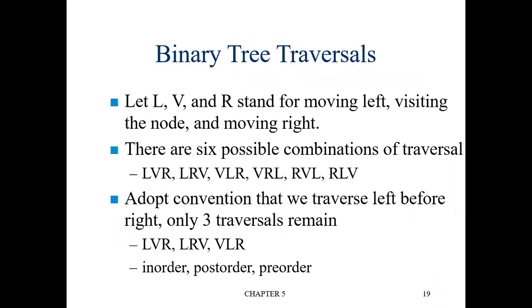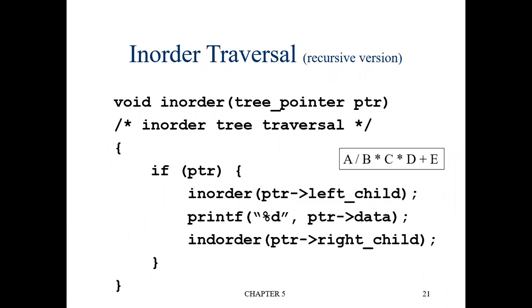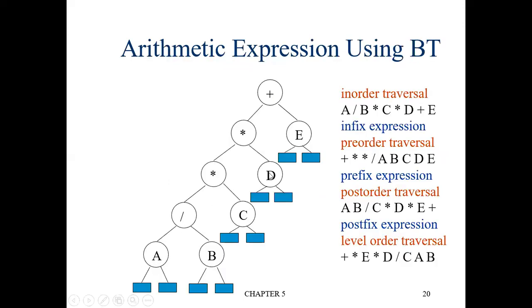Binary tree traversal. There are 3 types of binary tree traversals: inorder, postorder, and preorder. In inorder, the rule is that it will first visit the left child, then the corresponding parent node, and then the right child. This tree structure is actually an infix expression tree.